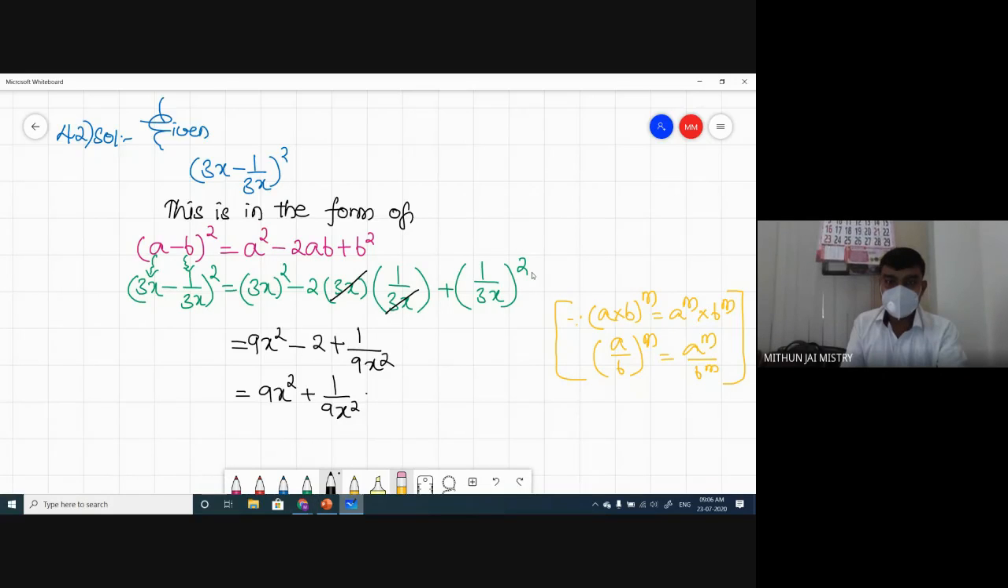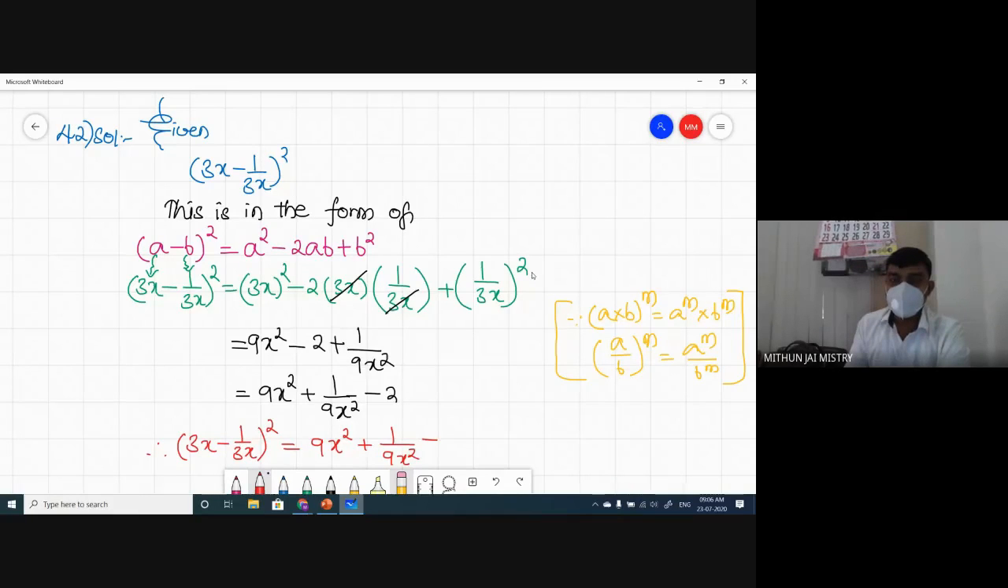And after that, the constant, that is without any variable. So we started with 3x minus 1 by 3x whole square. And finally, what we got? We got 9x square plus 1 by 9x square and then minus 2. That's it. This is your answer.